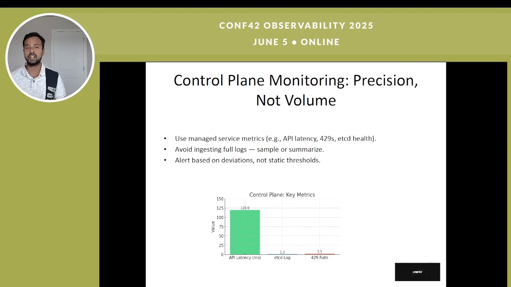Like I had mentioned, there are 4 different components: the control plane, the nodes, the pods, and the network monitoring. Again, when monitoring the control plane, the important thing is the precision.